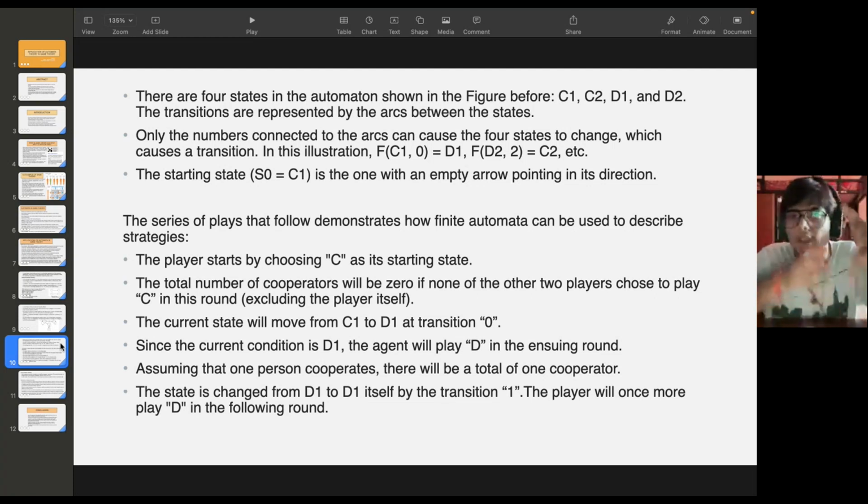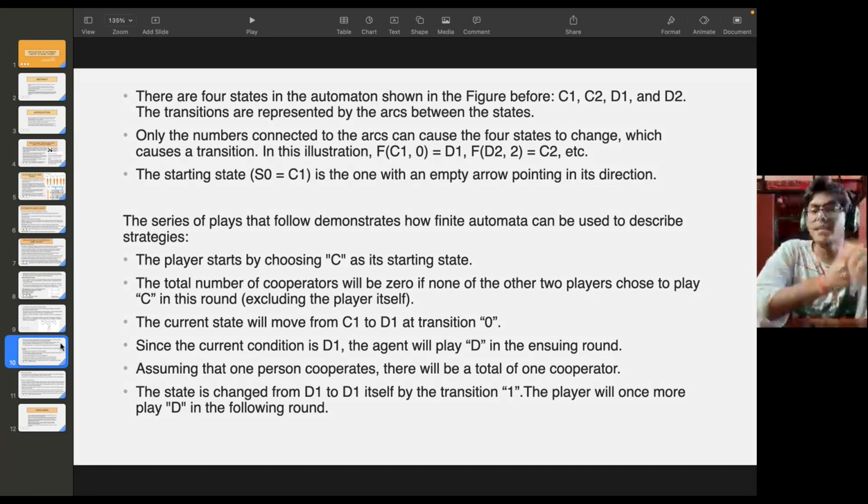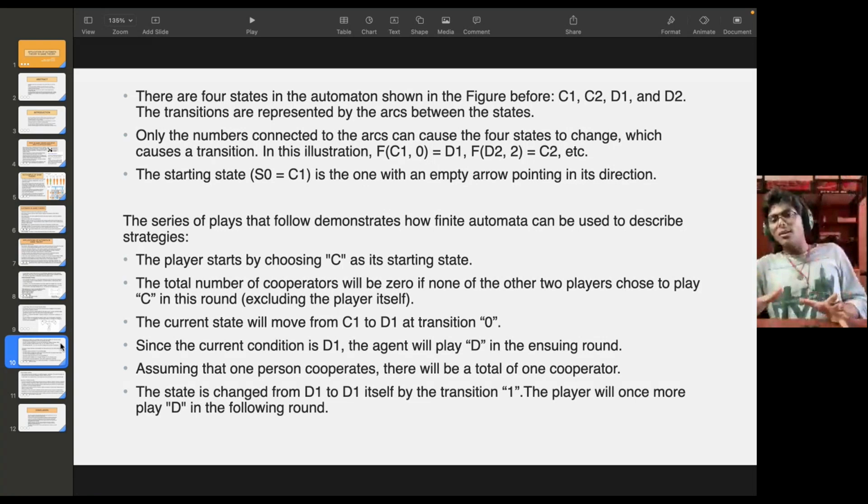In this illustration, F of C1, C2 equals D, and F of D2, D2 goes to C, and so on. Now the starting state S naught here is C1, marked with an empty arrow pointing to it. The series of plays that follows demonstrates how the finite automata can be used to define the strategy. So how is this finite automaton used to define the strategy? We will see that now.